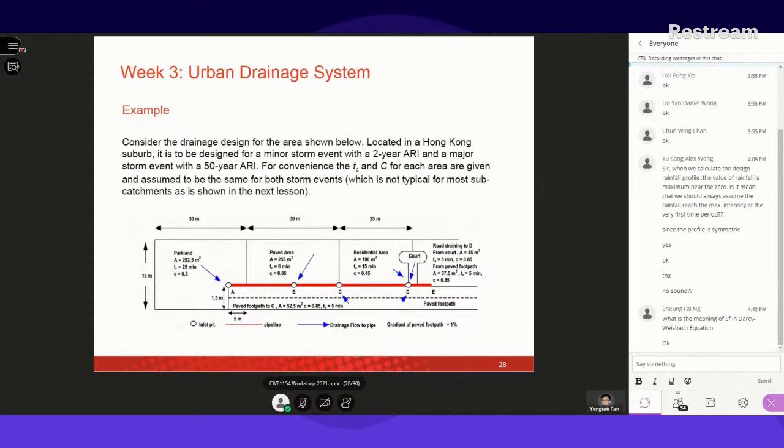So in this question you need to determine the runoff flow to each pit, A, B, C, D, and you also need to determine the pipe flows for pipe AB, pipe BC, and pipe CD.